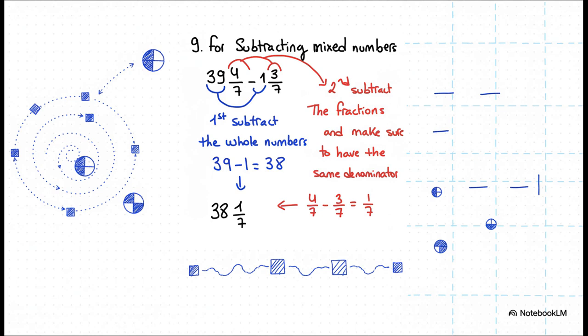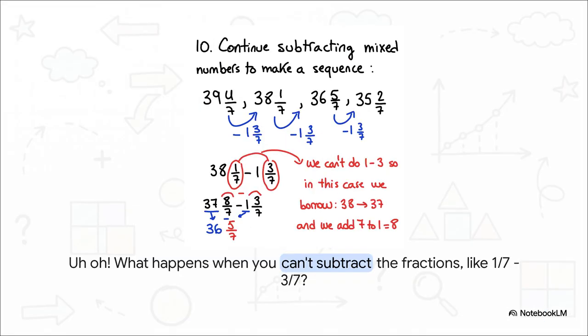To solve 39 4/7 minus 1 3/7, we just follow the plan. Step 1, the whole numbers. 39 minus 1 is 38. Step 2, the fractions. 4/7 minus 3/7 is 1/7. Put them together and our answer is 38 1/7. See? But hang on, the boss has one last trick up its sleeve.